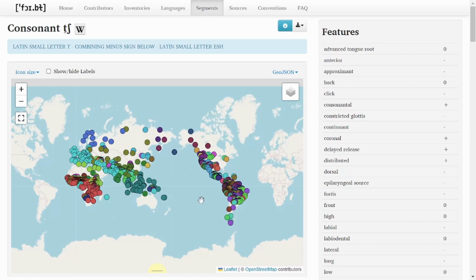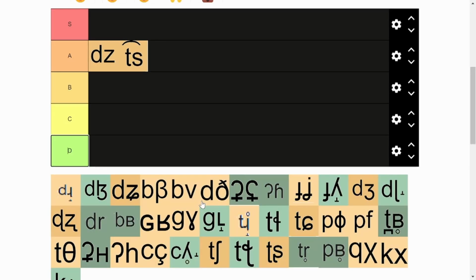Fair. So this is by far the most common one. You're not gonna find any affricate that is more common than ch, the post-alveolar one. The voiceless post-alveolar affricate. You're not gonna find anything more common than this one.